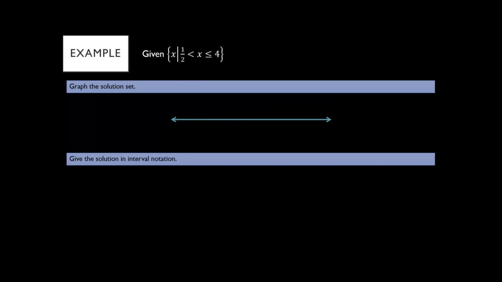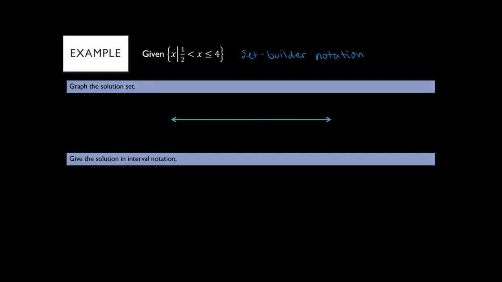So here's another one. Again, this is set-builder notation that we're being given. You always recognize set-builder notation by the fact that you've got these curly braces and this vertical bar with your variable to the left. This is saying that we have the set of all x where 1/2 is less than x, and x is less than or equal to 4. This is telling us that our answer is between 1/2 and 4, basically.